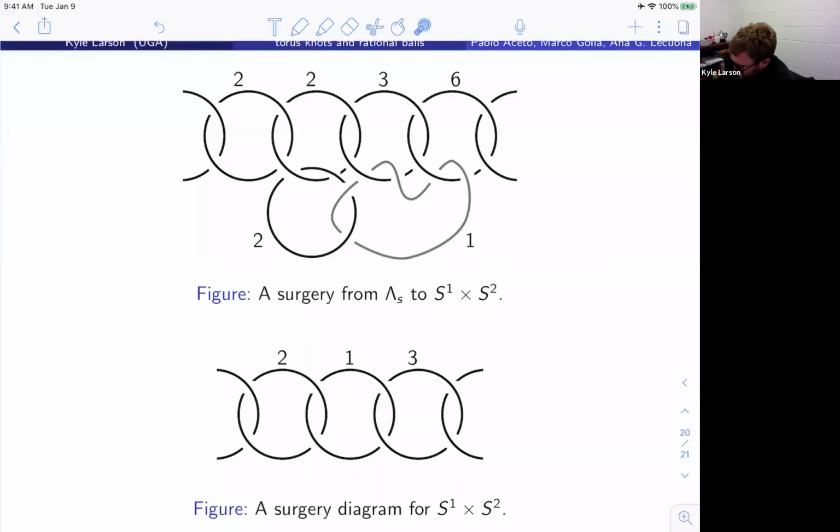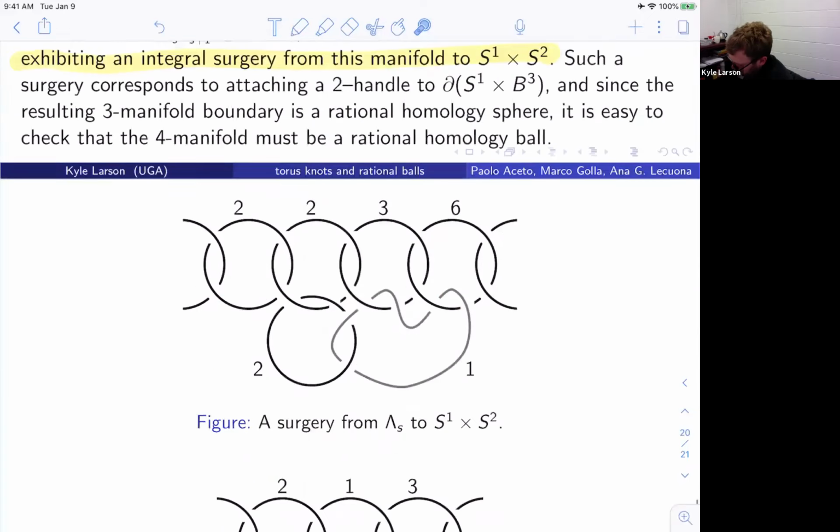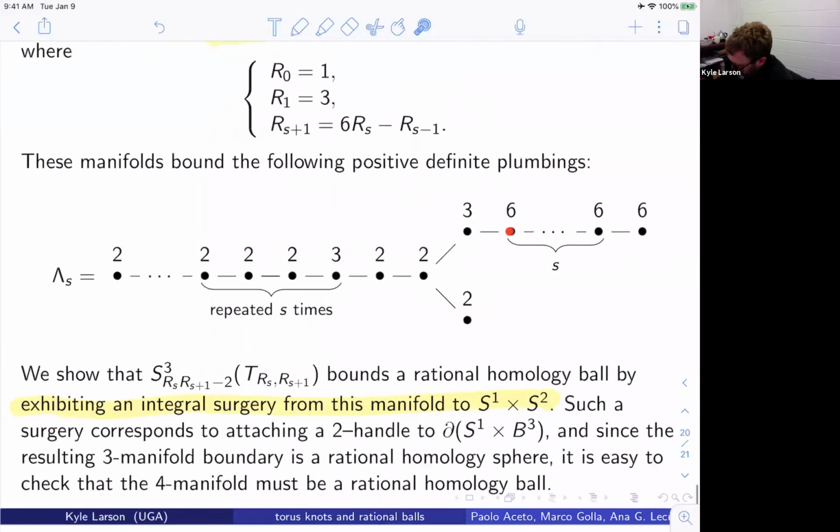So the claim here is that this curve in gray is the required surgery from the 3-manifold given in this Kirby diagram representing the plumbing to S1 cross S2. Notice, and this is perhaps surprising, that the claim is that this works for any member of the family. We're only showing the components around the central vertex. If you look at this plumbing, we're only showing you this part of the plumbing. And the claim is it actually doesn't matter. Whatever else is left over, we still get a surgery to S1 cross S2.